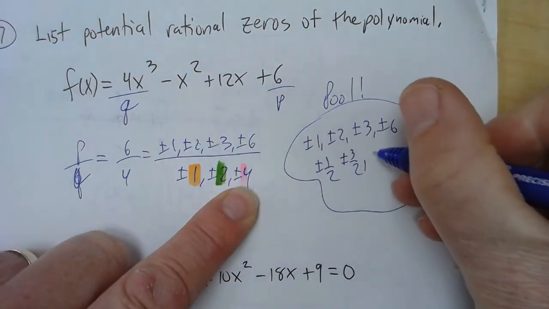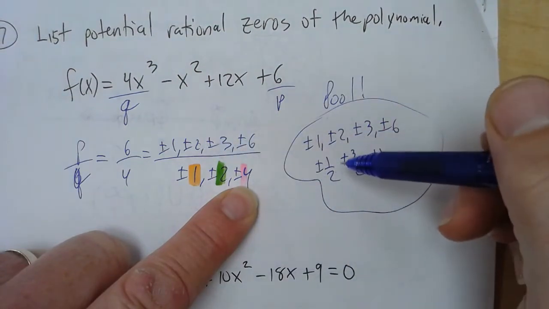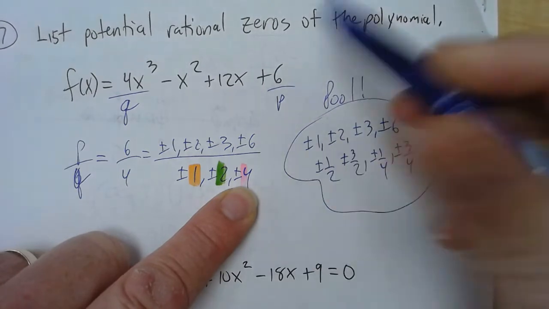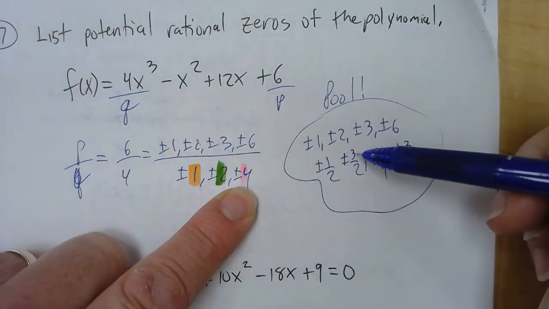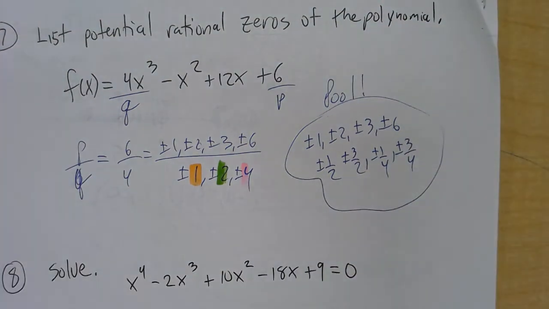Now we're going to divide by 4. 1 divided by 4, plus or minus 1/4. That's a new one. 2 divided by 4 is a half. Got it. 3 divided by 4 would be a new one. And 6 divided by 4 is the same thing as 3 divided by 2. So there's my pool of guesses. Cool. I got the answers in the pool, the potential zeros of the function.